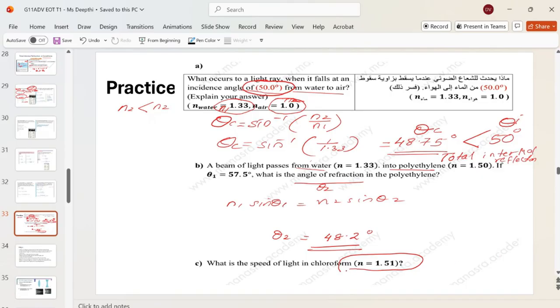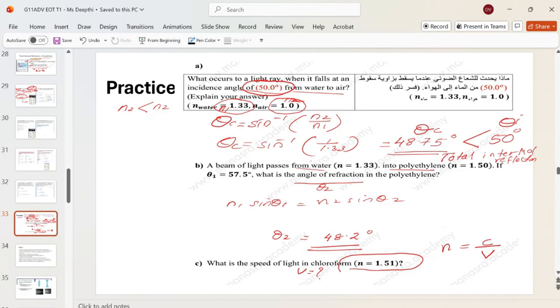How do you find the speed of light with just the n value? Speed of light in chloroform, right? So chloroform is a medium in which light travels. Let it be v. We want to find the v, velocity of light in a medium. We have the formula for n. N is equal to speed of light in vacuum, that is c, divided by speed of light in medium, that is v.